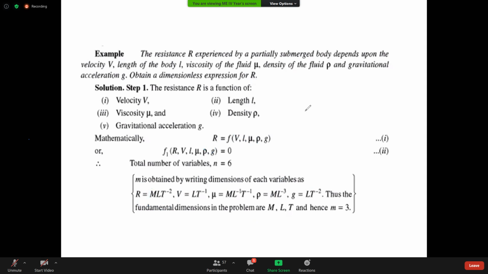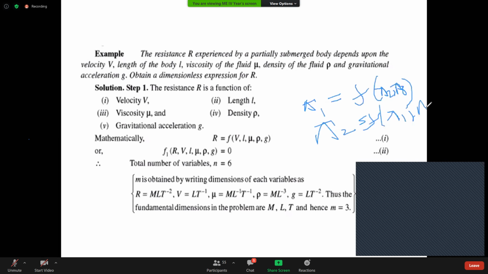Right? So 3 phi theorems: phi 1 is a function of phi 2 and phi 3. It can be like this. Or phi 2 is a function of phi 1 and phi 3. Or phi 3 is a function of phi 1 and phi 2. What does it mean? What phi 1 indicates, what phi 2 indicates, what phi 3 indicates. You can write in any of these 3 equations.